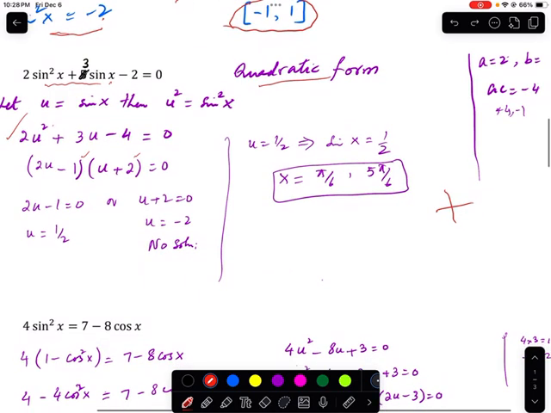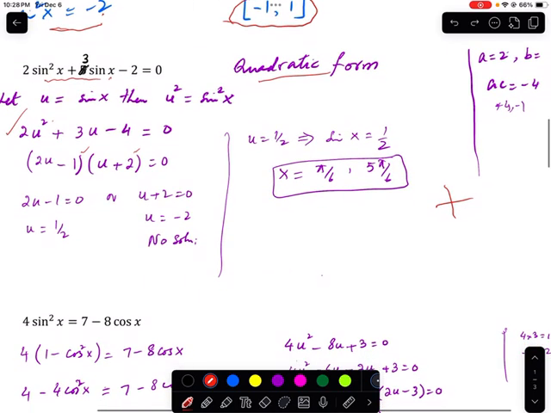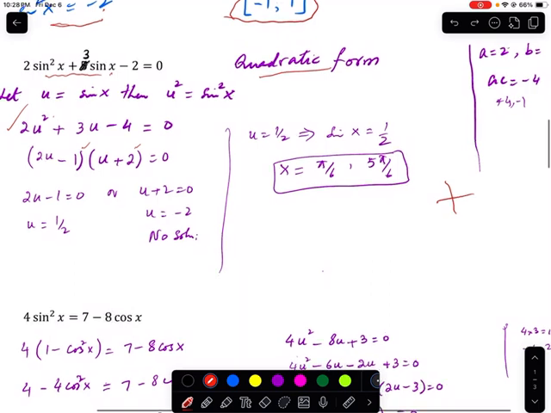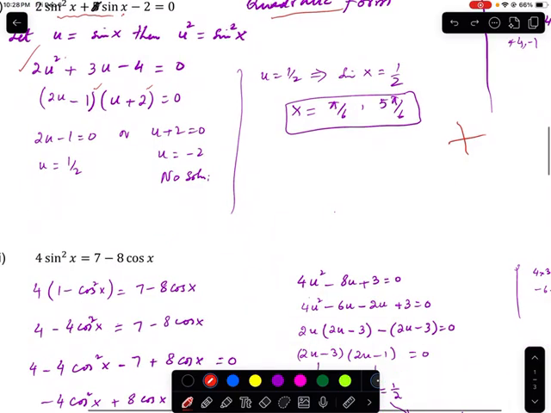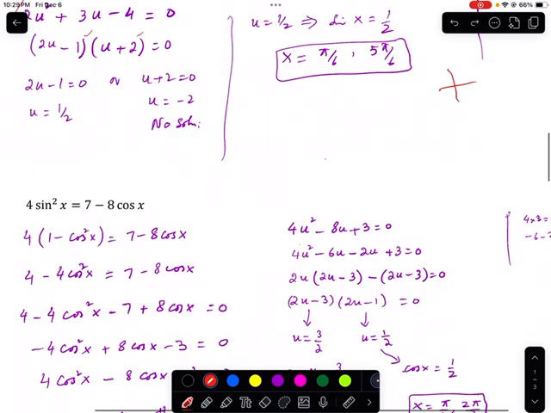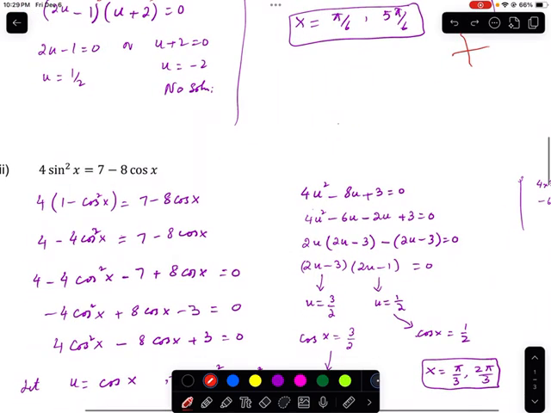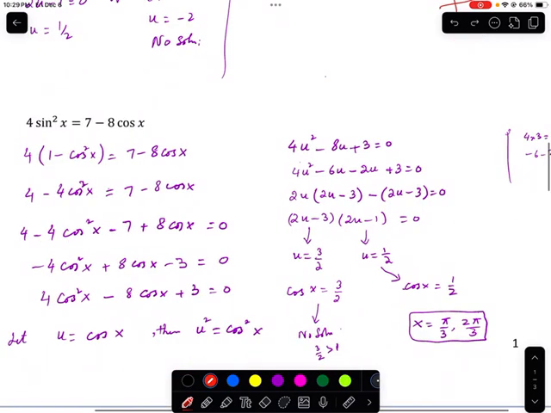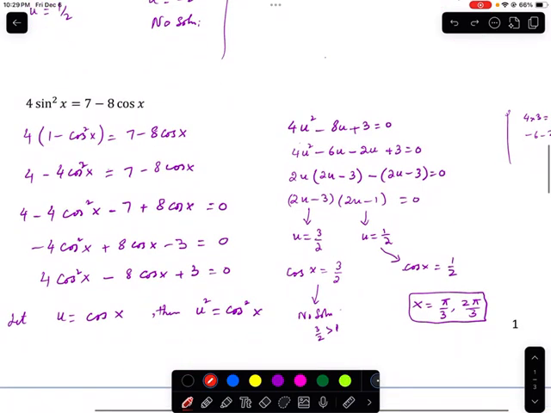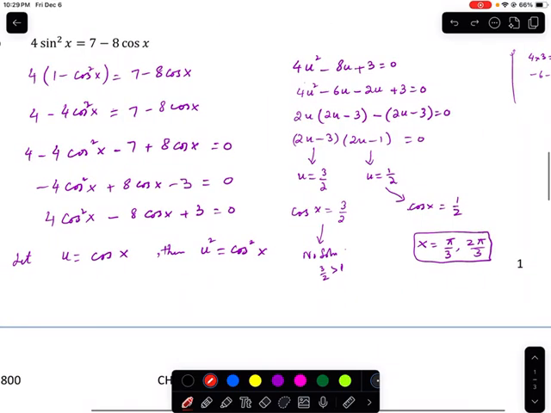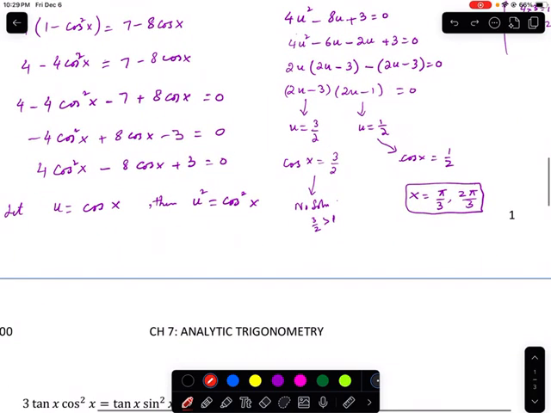Now we have a cosine squared term, and one term has cosine x, so it means we can easily think of it as a quadratic form, and then we can do the substitution, find out the factors, set them equal to 0. So one of the factors gives me that cosine of x is 3/2 and the other gives me cosine of x is equal to 1/2.